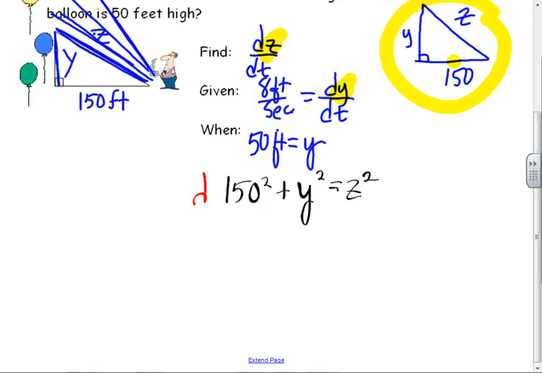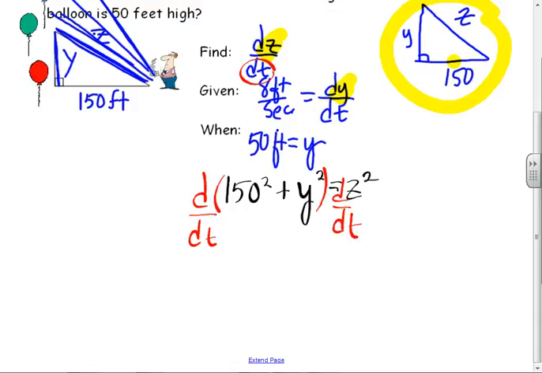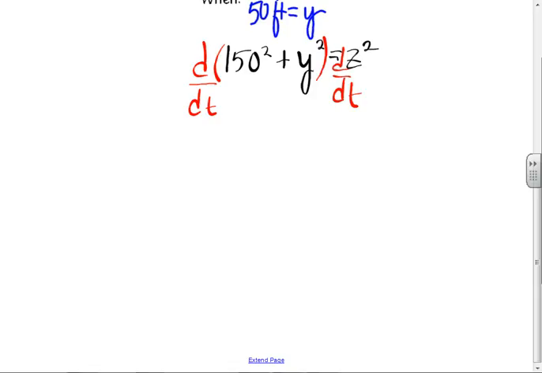And let's take the derivative with respect to what? That's time, isn't it? We'll do that side, and we'll do this side. So what's the derivative of 150 squared? Now it's zero. You guys fall into that trap. You want to take the derivative of 150 squared, but it's a constant. So that's zero plus, now careful, it's with respect to time. So the outside function is the squaring, then times the derivative of the inside function, which is dy/dt.